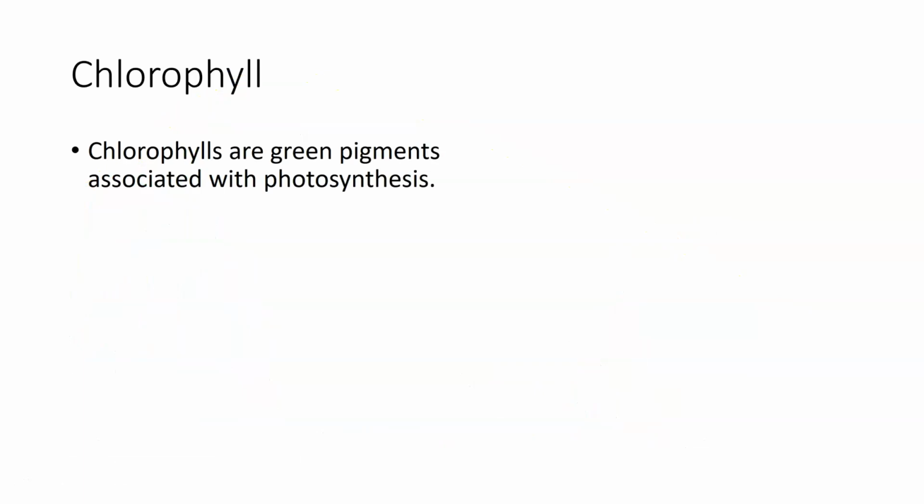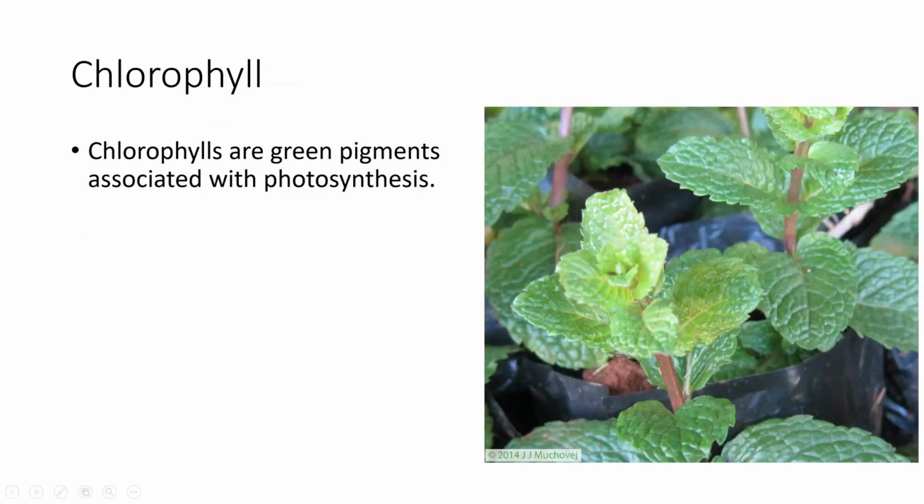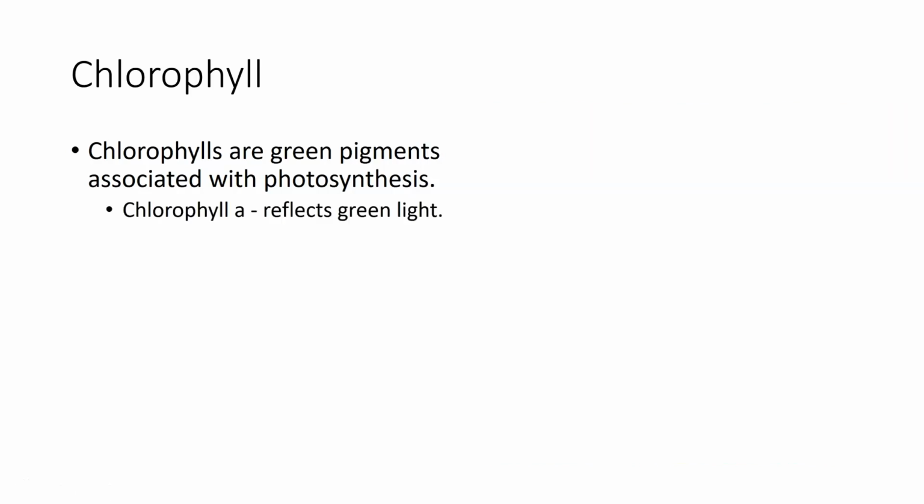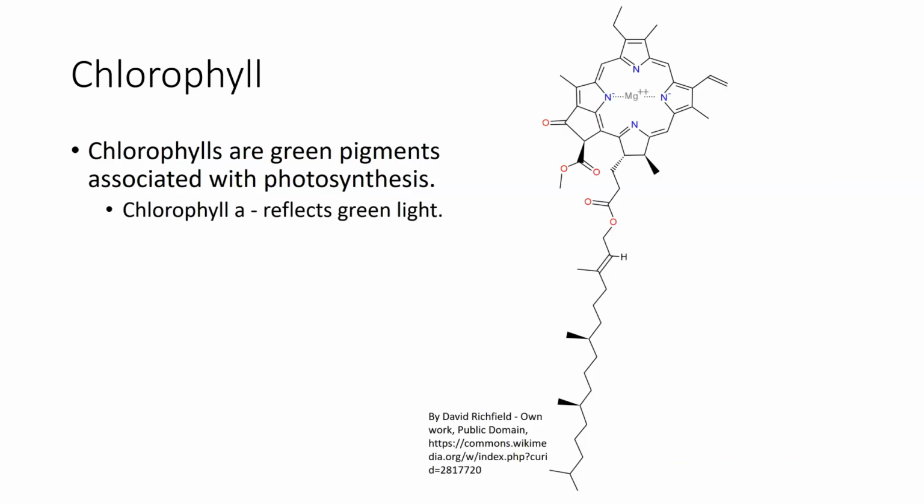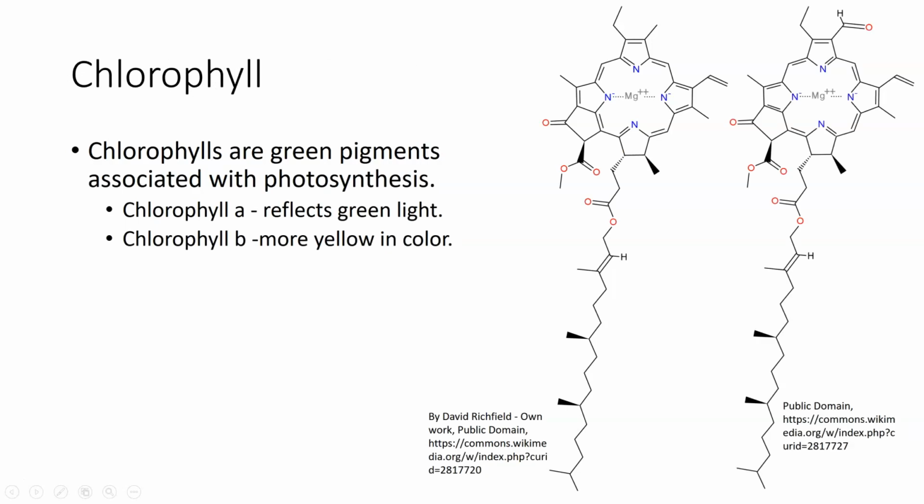Chlorophylls are green pigments associated with photosynthesis. You can see the green color of these mint leaves that is due to chlorophyll. Chlorophyll reflects green light. This is the structure of chlorophyll A. Notice the long tail on it. Chlorophyll B is more yellow in color. This is the structure of chlorophyll B. Notice at the top, there is one more carbon and an oxygen.